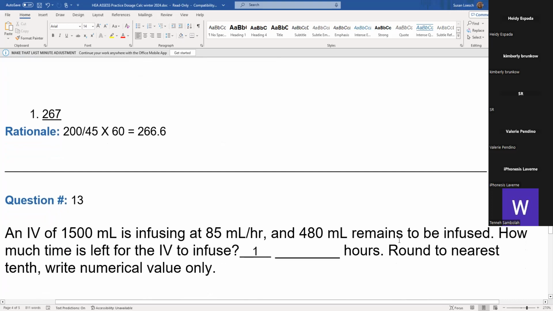Okay. How much time is left for the IV to be infused? So if you're looking for time, what do you need? The total volume over your hourly rate. Do you have those things? You do, right? What's your total volume here? 480. And what's your rate per hour? 85.